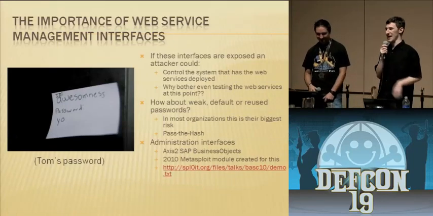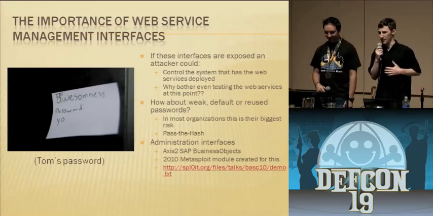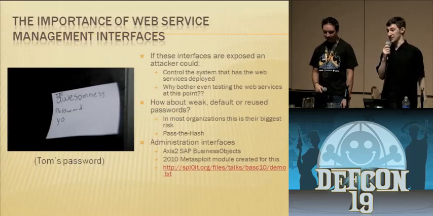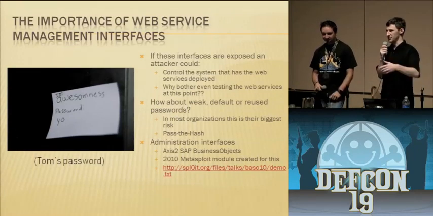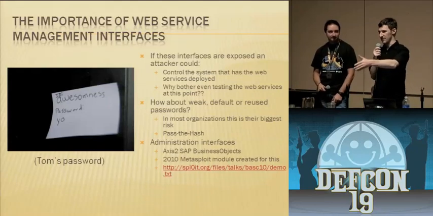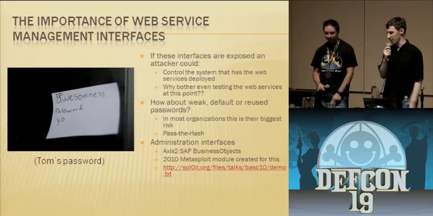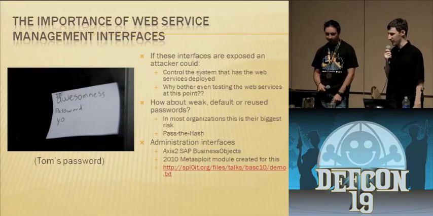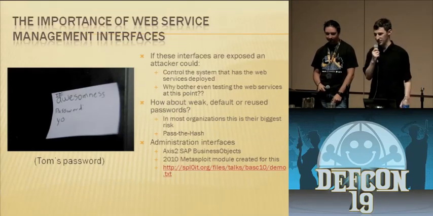is weak default and reused passwords. From my point of view, for most organizations, that's their biggest risk, right? So when you go in to do an internal pen test, pass the hash is a nice example. You crack one Windows system, reuse the password, and you'll probably compromise the entire domain. So that's one thing that we've seen as a very useful vector.